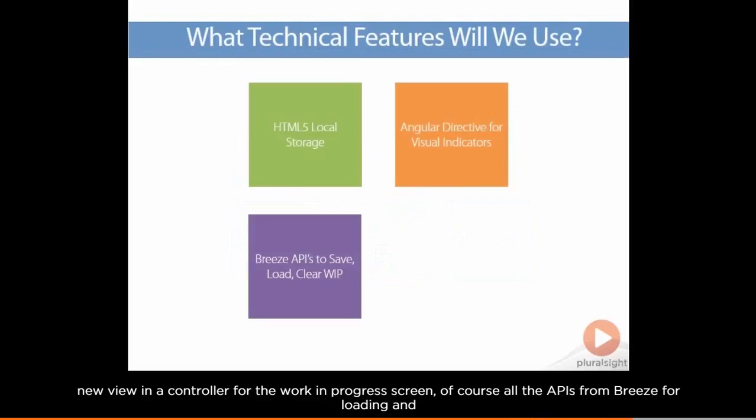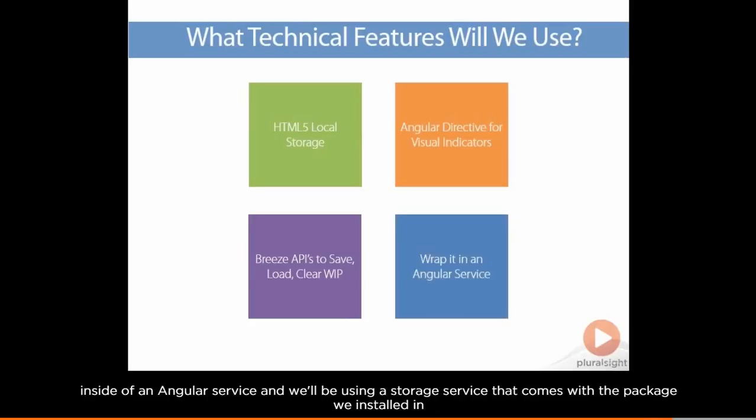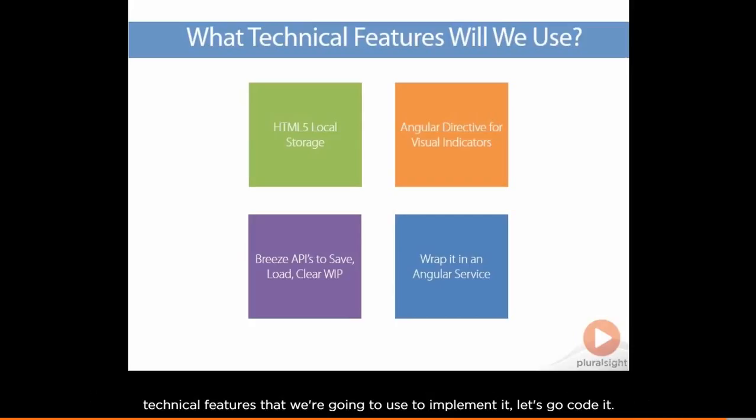Of course, all the APIs from Breeze for loading and clearing out and saving WIP. And because we like good separation patterns, we're going to keep it wrapped up inside of an Angular service. And we'll be using a storage service that comes with the package we installed in the previous module. So now that we know what we want to accomplish, why we want to accomplish it, and the technical features that we're going to use to implement it, let's go code it.